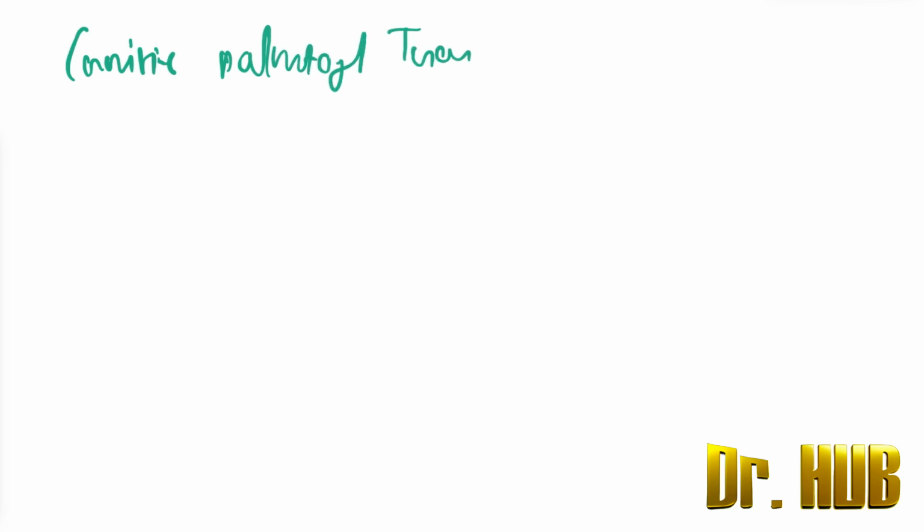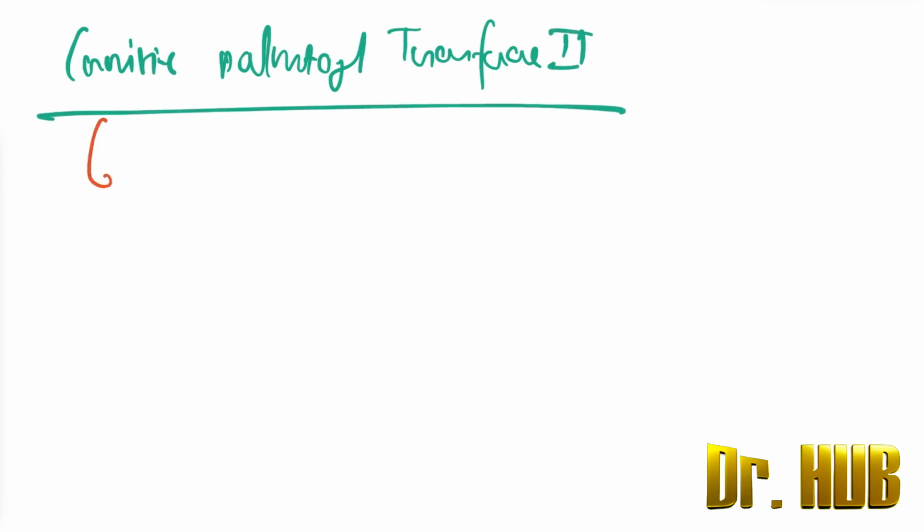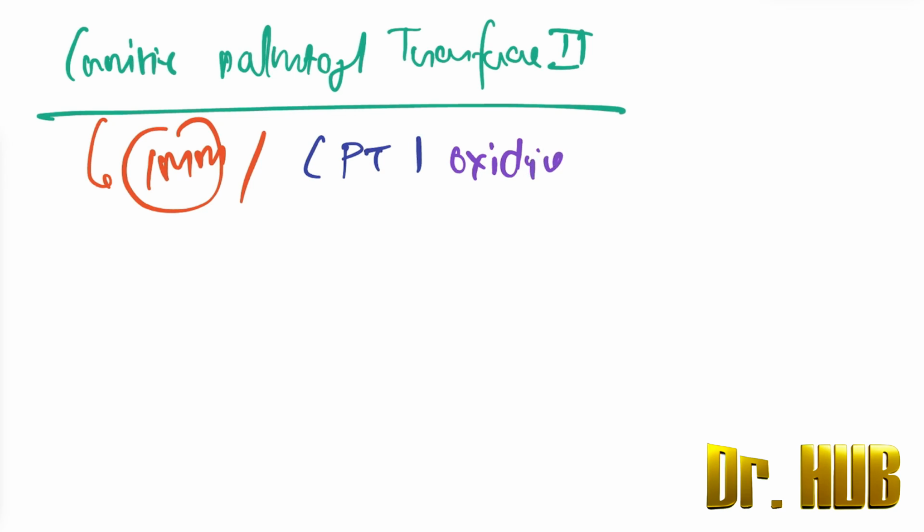Then lastly there is the carnitine palmitoyl transferase 2. Here the site of action is the inner mitochondrial membrane. And what is the action? The action is, along with the carnitine palmitoyl transferase 1, it oxidizes the long chain fatty acid. We are writing it as LCFA, long chain fatty acids, and this is again in the mitochondria.